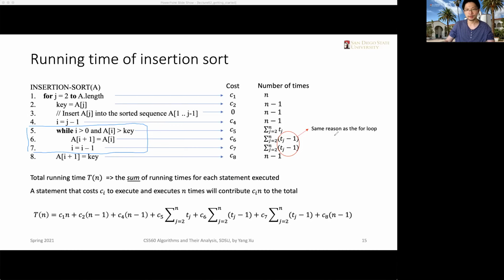So in iteration J, line 5 will be executed for Tj times, and the body of the while loop will be executed for Tj minus 1 times, okay? So this is because in order to terminate the while loop, the loop statement needs to be executed one more additional time than the bodies, okay? And there are 2 lines all within the while loop, so there are 2 Tj minus 1.